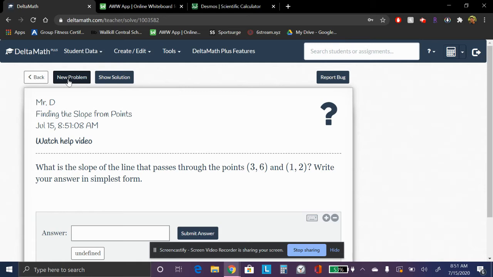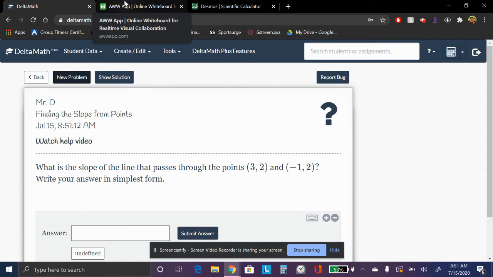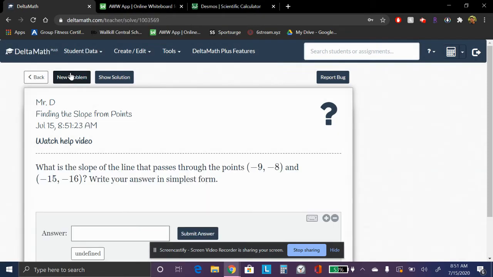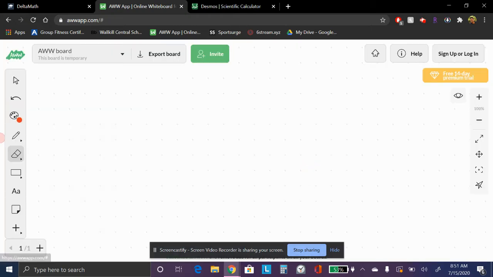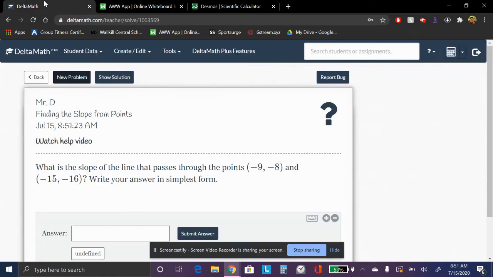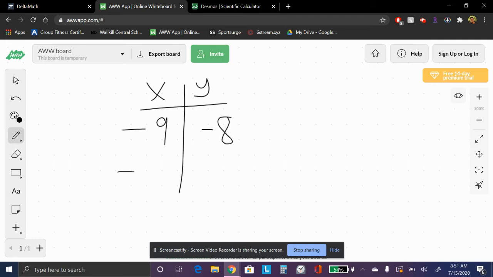All right, let's look at another one. Maybe this will have negatives. Nope. Let me get one with negatives. There's one with a negative. All right, (3, 2) and (-1, 2). Actually, I don't want to do that one. Not yet. Here we go. (-9, -8) and (-15, -16). Woo, a lot of negatives.